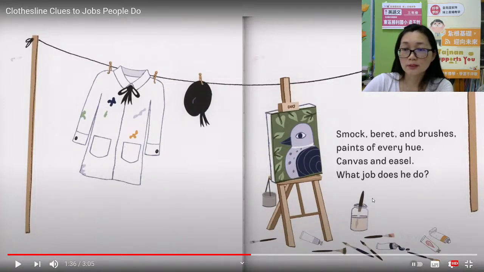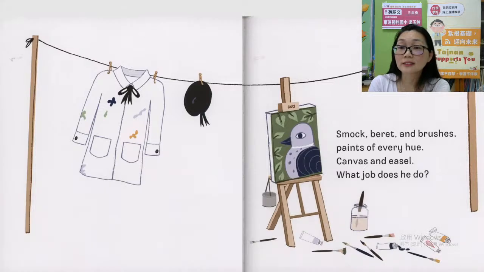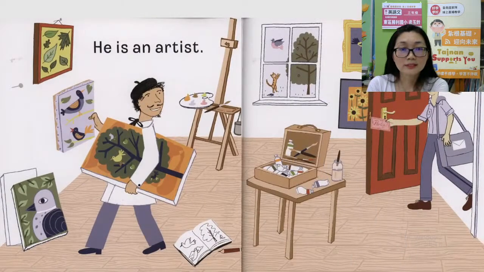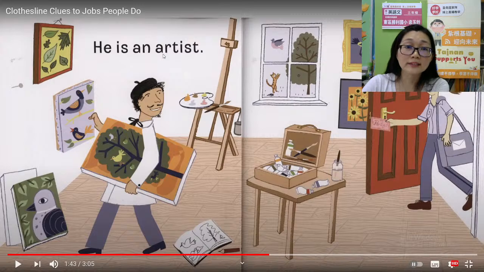So what job does he do? What do you think? Do you have your answer? He is an artist. So remember what we learned yesterday. When the word after a and n is a, e, i, o, u, a vowel, you need to say an. So he is an artist. Oh, and what is she again? She is a mail carrier. Good. Well done.